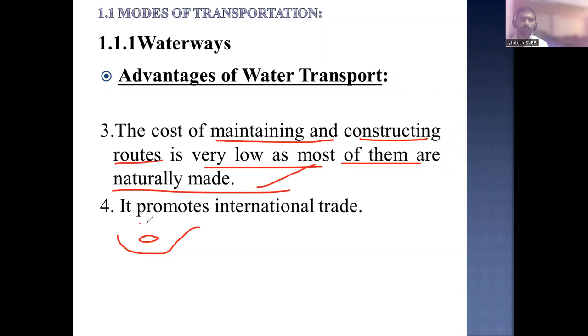It promotes international trade. Yes, from one nation to another nation, if you want to do any international business, then waterways will promote it.